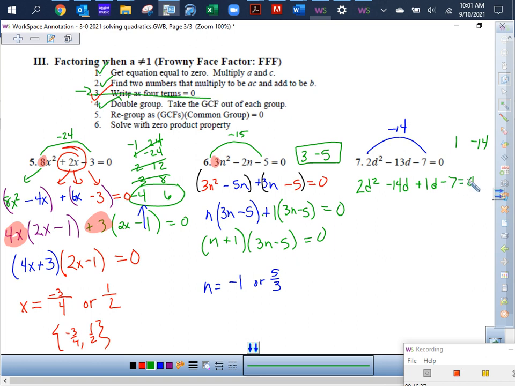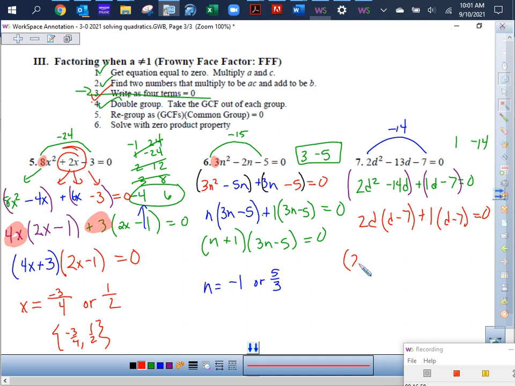And double group. Boom, boom, boom, boom. And then take the GCF out of each group. We got a 2 and a 14, so 2 comes out. Take a D out. Left with D minus 7. This is D minus 7, so whatever sign this is, you have to take out that sign for the GCF. Sometimes it's going to be negative, right? So if there's a negative there, you have to pull out a negative GCF, but it's not. And then we'll get our D minus 7.